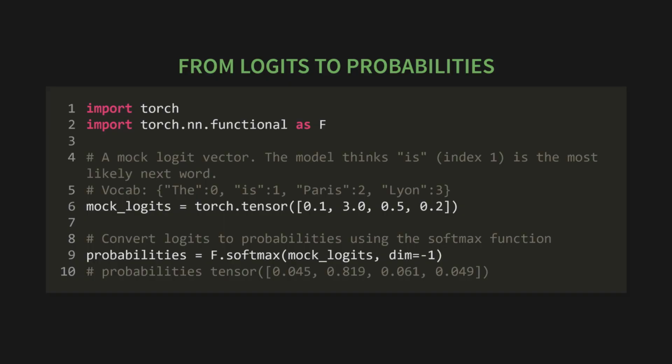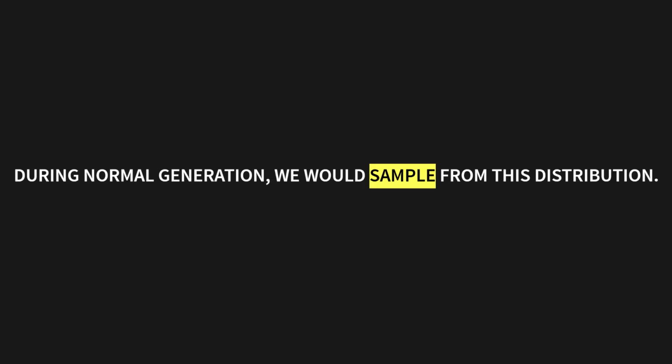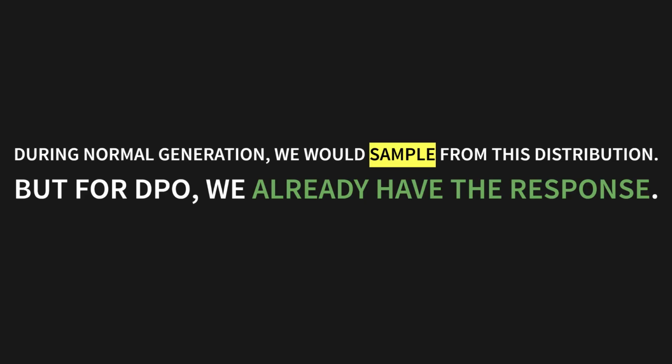To turn those raw scores into probabilities, we use the softmax function. We call F.softmax on our mock logits with dim equals -1. And bam, we get our probabilities. You can see "is" now has a probability of over 80%. Now here's the key difference. During normal generation, we would sample from this distribution to pick the next word. But for DPO, we don't need to sample. We already have the response. We just need to find out what probability the model assigned to the words we already know are there.